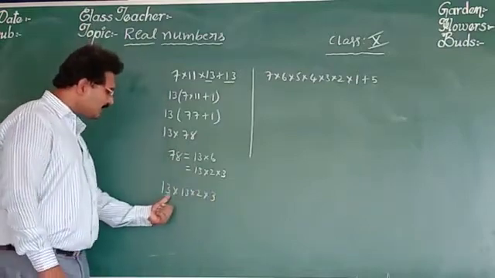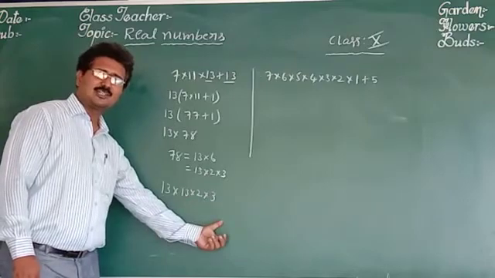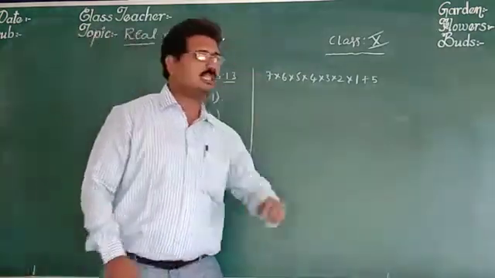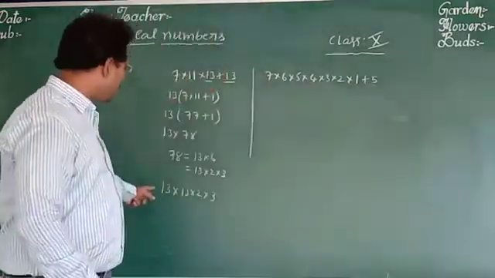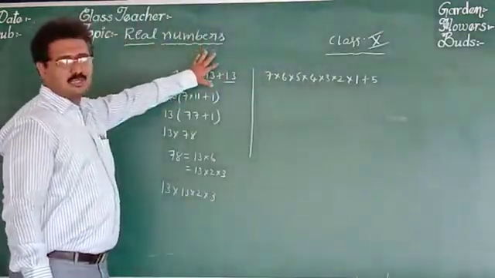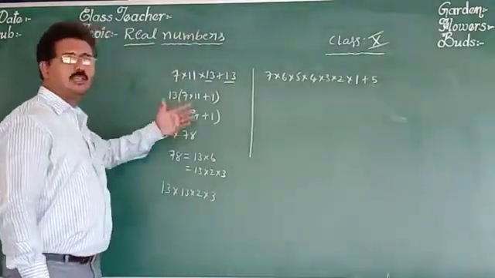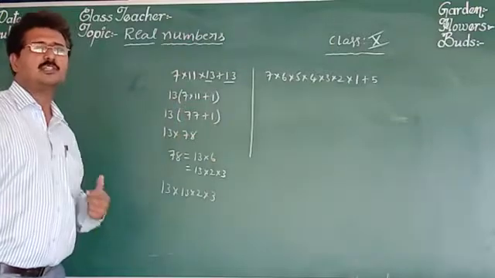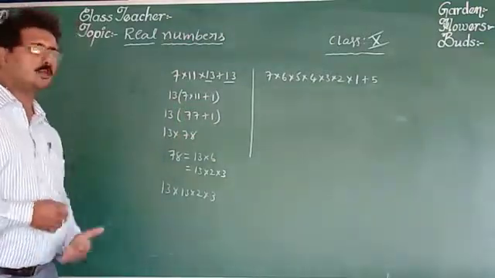So 13, 13, 2, 3. Are all prime numbers or not? So that's why you recall that fundamental theorem of arithmetic: every composite number can be written as the product of primes. Hence, this is a composite number. Or in another way, since it has 2 factors, directly we can write it is a composite number. But instead of that, you use the fundamental theorem of arithmetic so that it is easy to write.